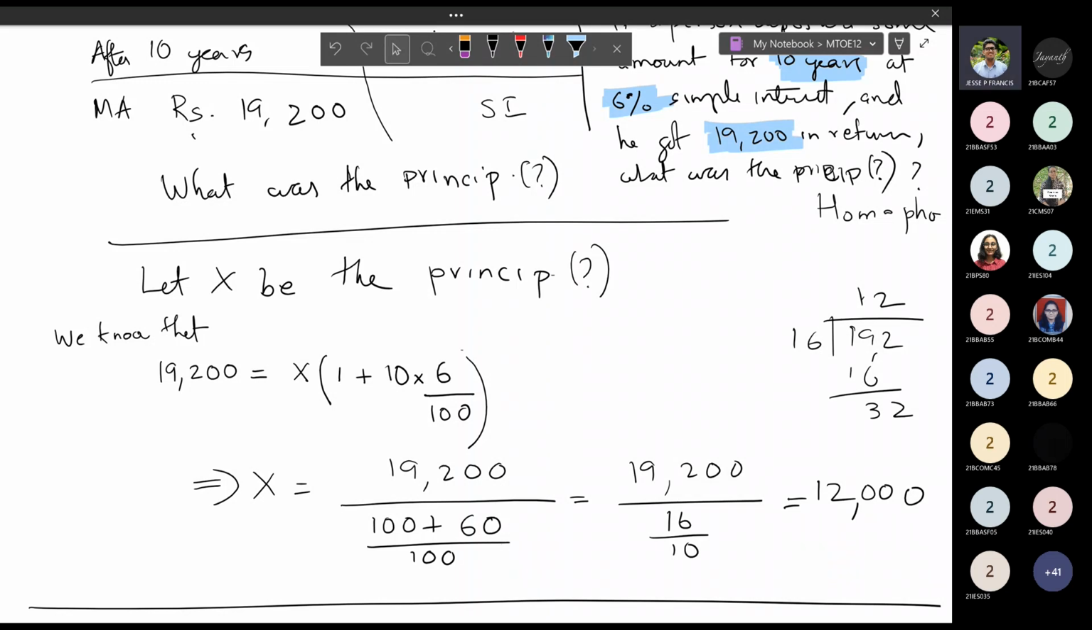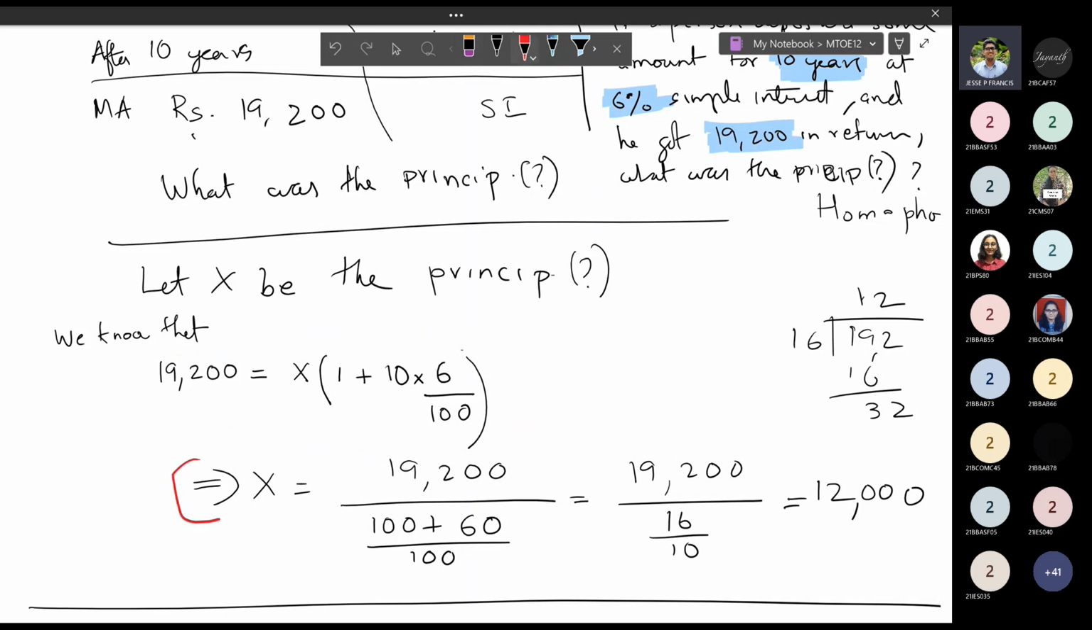But here notice one thing. I was very careful in my presentation. Let X be the principal. I mentioned that X is going to stand for this. This is the purpose of X. Then I mentioned that it's not coming out of nowhere. From the formula, which we know, this is the case that arises. This case arises from the formula.